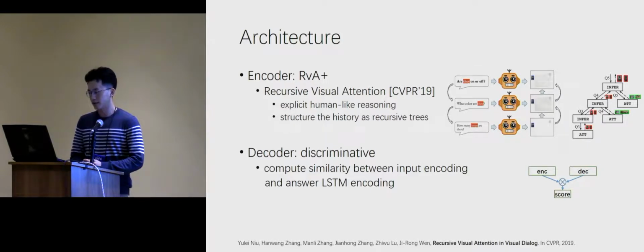Here is an overview of our encoder-decoder architecture. We modified the recursive visual attention model for encoding the image, question, and history. The details of the recursive visual attention can be found in this year's CVPR paper. In summary, we expect the dialog agent to perform explicit reasoning like humans, and we treat the dialog history as a recursive tree. We use the discriminative decoder to calculate the similarity between the input encoding and the answer decoding.